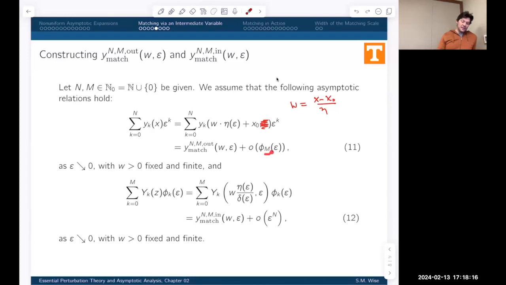So how to choose M and N. I'm just going to tell you right now, the typical way to do this is to choose M and N to be equal. And that works in a lot of cases. And in a lot of other cases, it's not going to work.